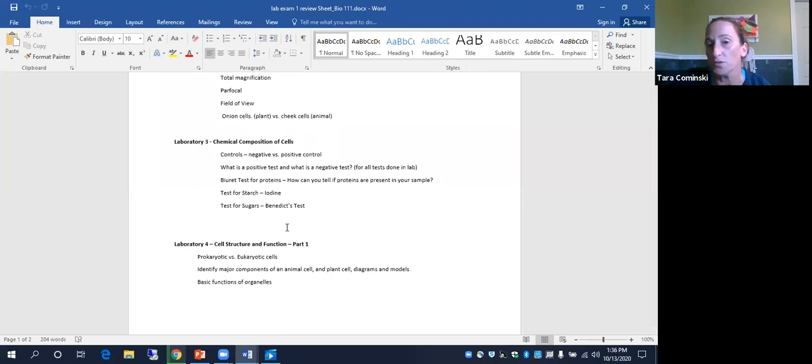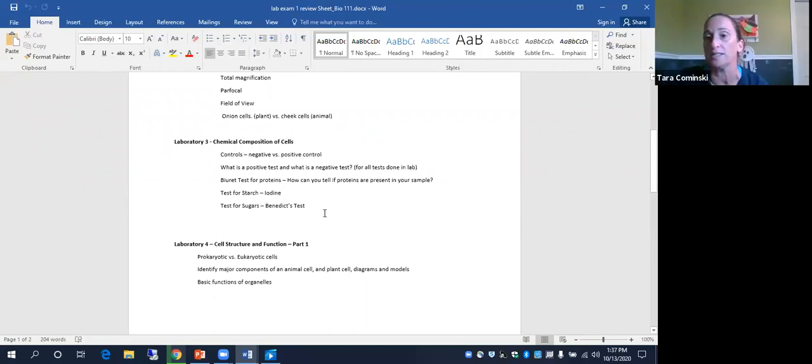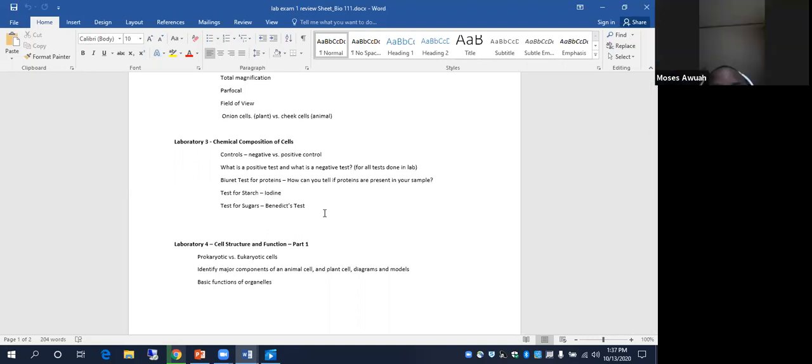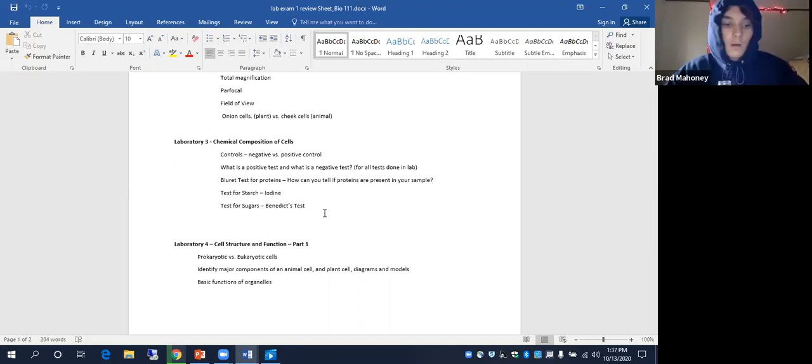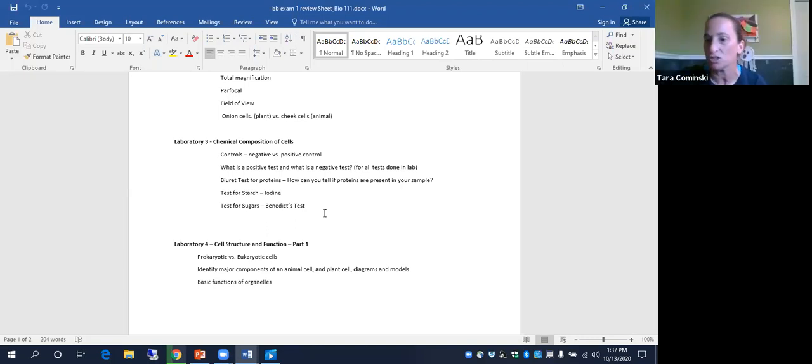So what color for the biuret test indicates that there's protein present? What color change? It starts off blue, becomes what? Purple. Good. What about for the Benedict's test? If there's sugar present in your sample, again, it starts off blue. That's the negative test. What indicates that there's sugar present? Dark orange. Yeah, orange, greenish orange. There's a couple of different colors it could turn. So for that stuff, that's really what I mean.